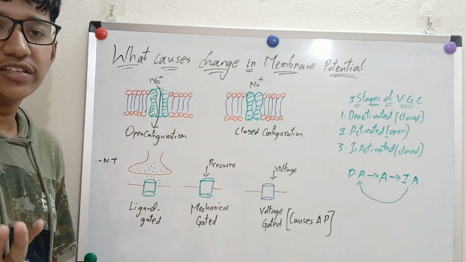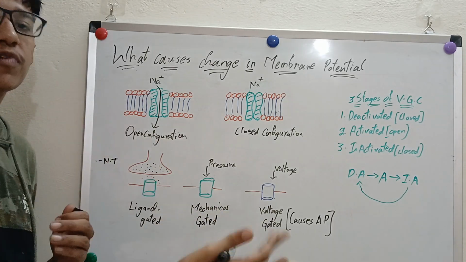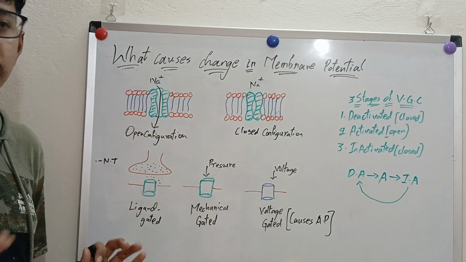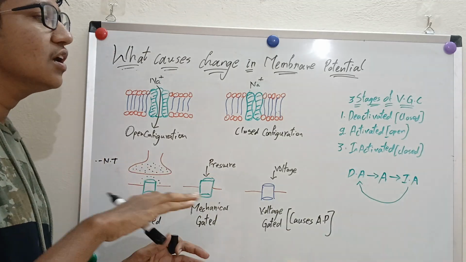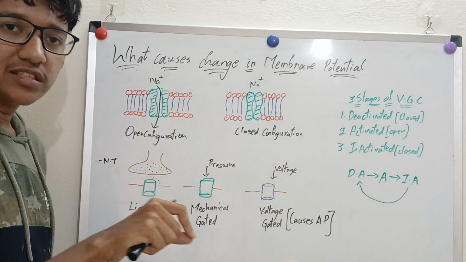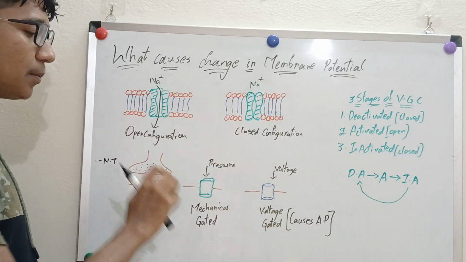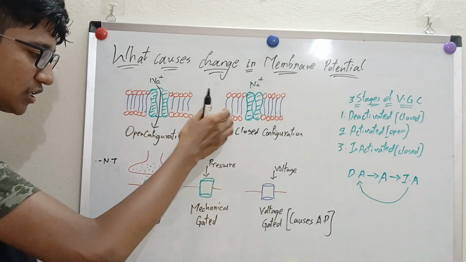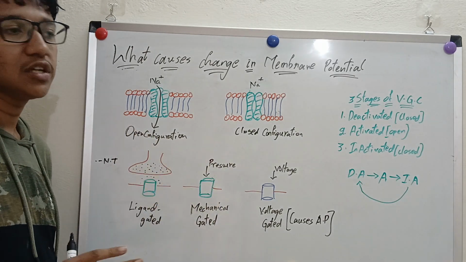There are four types of ion channels, in which three are gated. These three are gated, and there is another type of ion channel called leaky ion channels. Leaky ion channels are useful in maintaining resting membrane potential. They are not useful at all in this change in membrane potential. Only the ion channels which can make a change in membrane potential are these three: ligand gated, mechanical gated, voltage gated. Whereas these two, ligand gated and mechanical gated, cause the graded potential.